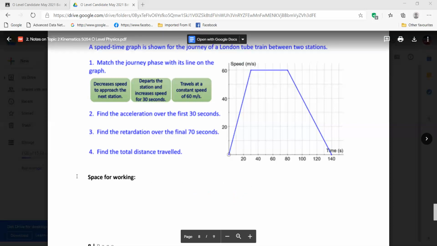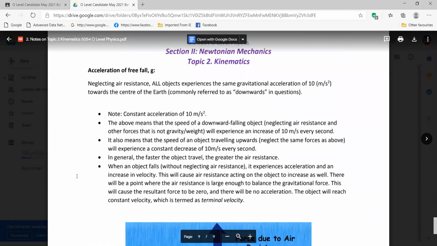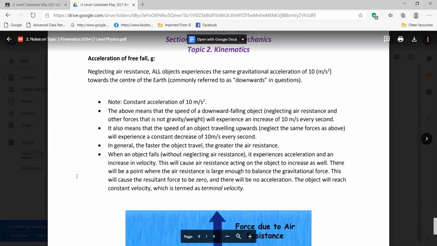Yes, sir. So now we have acceleration of free fall. What is acceleration of free fall? Objects falling downwards, without air resistance. Without air resistance, they gain acceleration if we drop any object due to the pull of earth, gravity, right? Yes, sir. Due to the pull of earth or gravity, we get this acceleration.